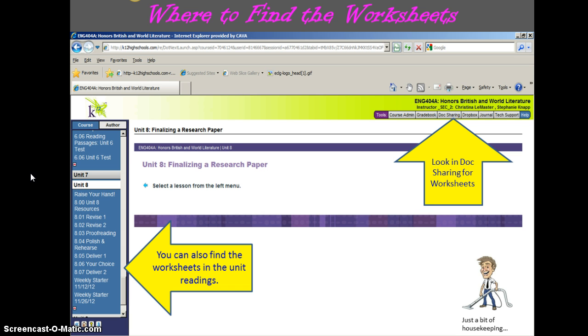All right, so as I said, for the 1.10 assignment, we're going to do the alternate discussion, so you need to be able to find where it is. There are two places to find the discussion. You can find it in the lesson, or I have posted all worksheets in Doc Sharing.